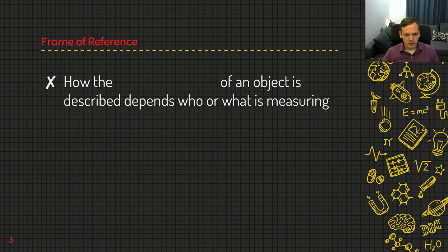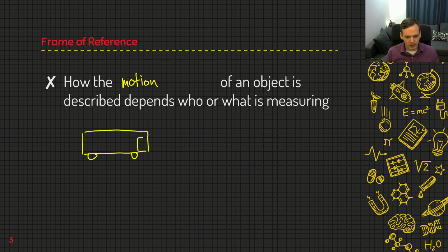So first of all, we're going to define a frame of reference, and this is how the motion of an object is described. It depends on who or what is measuring. So if we're going to talk about frame of reference, that's because the motion depends on how you're observing it. As an example here, imagine a bus traveling down the street.